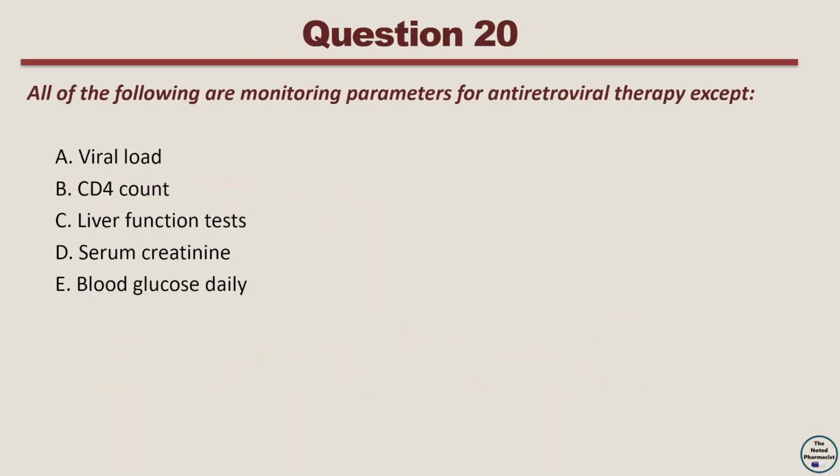Question 20. All of the following are monitoring parameters for antiretroviral therapy except: Option A, viral load. Option B, CD4 count. Option C, liver function tests. Option D, serum creatinine. Option E, blood glucose daily.